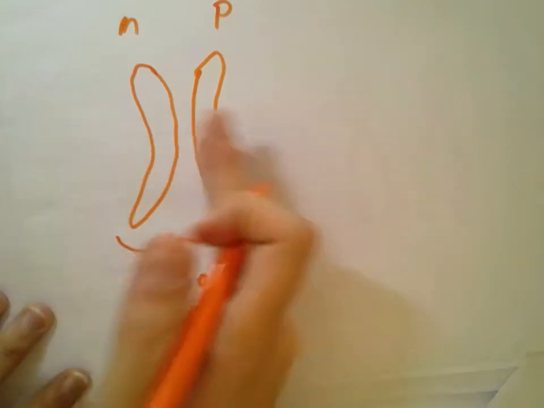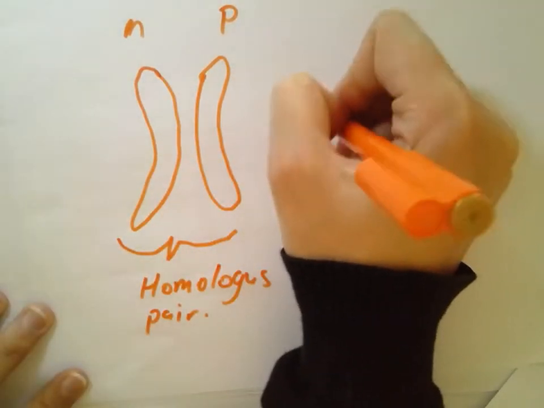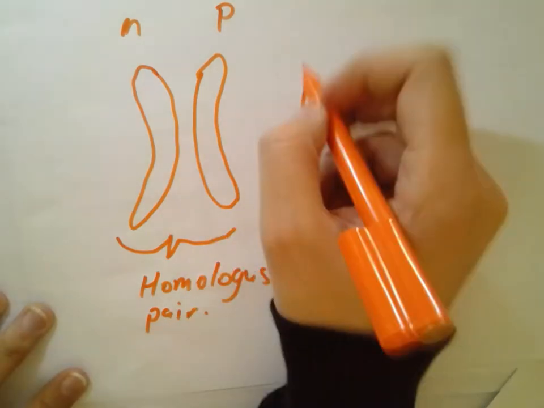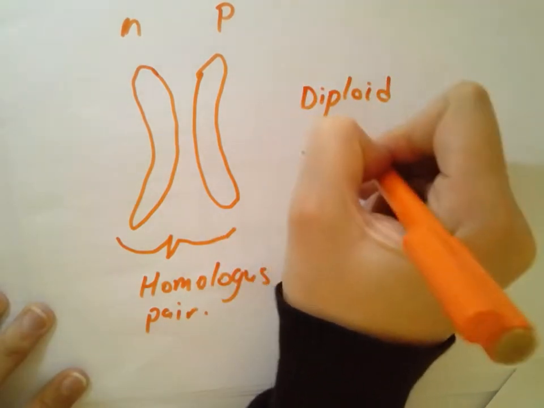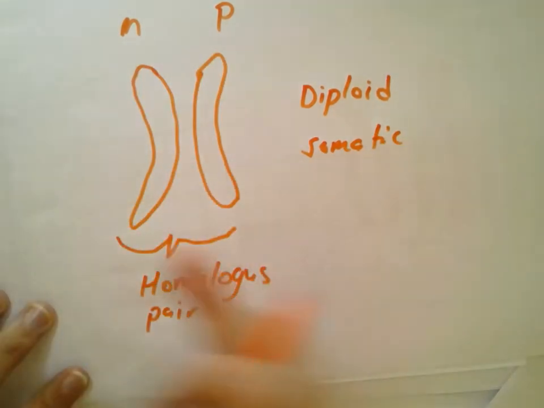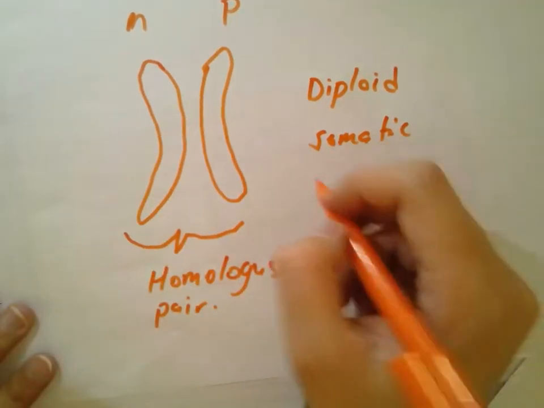So mum, dad, this is diploid. And this is found in all of our cells. Those cells are called somatic cells. I'm reiterating some points. And then you have the homologous pairs, and there are 46 sets of these in each cell. Okay.